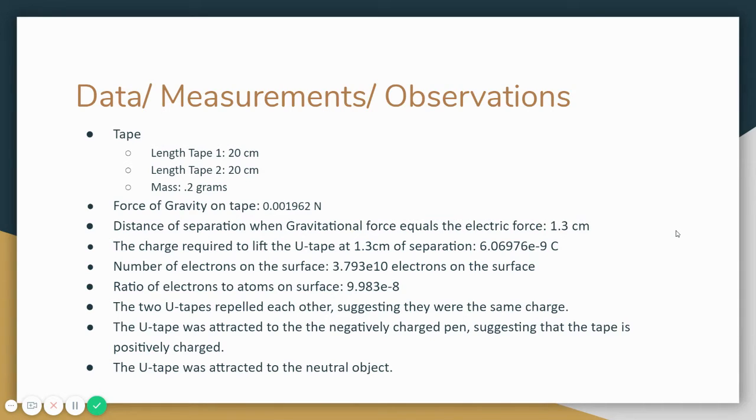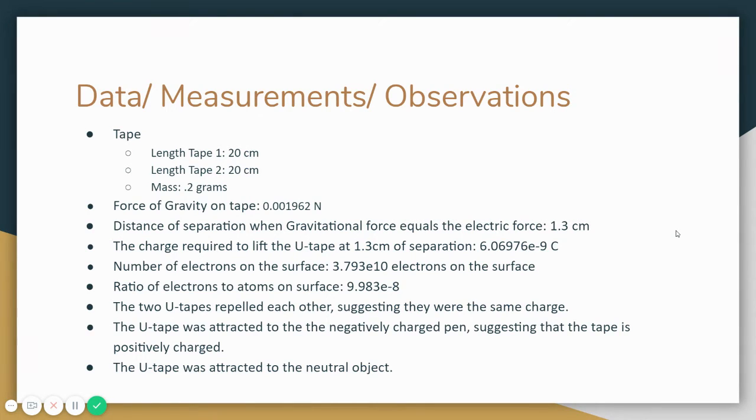In addition to this, I found that the two U-tapes repelled each other, which suggested that they were the same charge. And I found that the U-tape was attracted to the negatively charged pen that we rubbed on cloth. And that suggests that the tape is positively charged, further supporting the ratio of electrons to atoms conclusion.